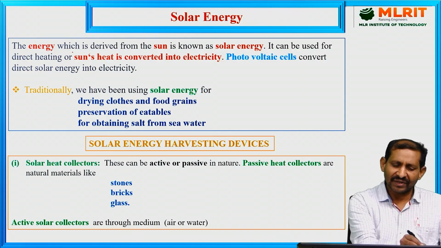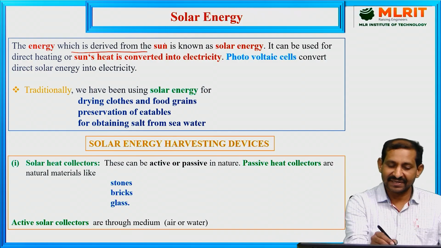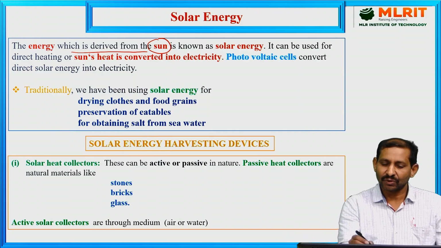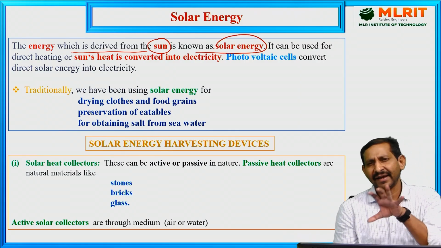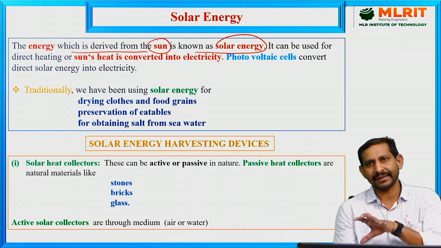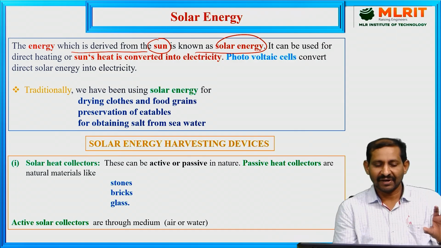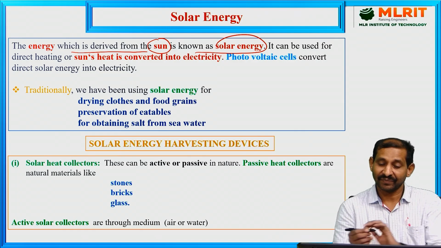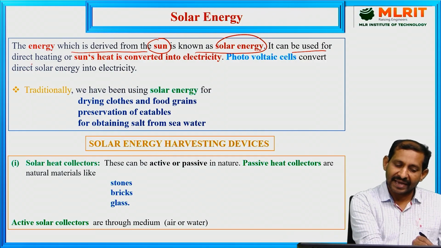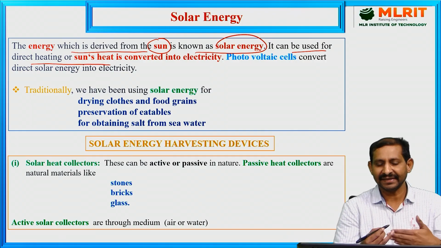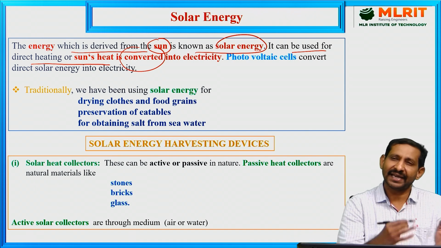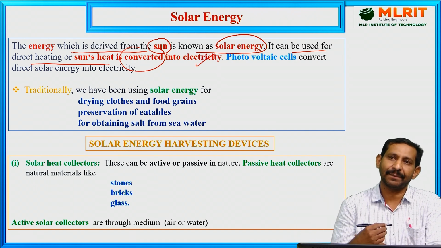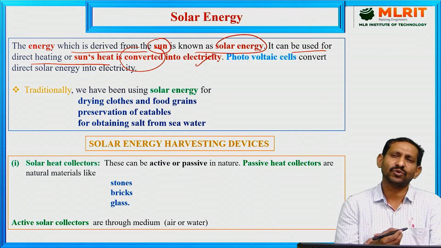The energy which is derived from the sun, this solar energy coming from the sun, is converted to either heat energy or electrical energy. Whatever energy is coming from the sun is known as solar energy. It can be used by direct heating, where the sun's heat is directly converted to electricity, or the heat is directly used for our daily purposes. So that is solar energy.